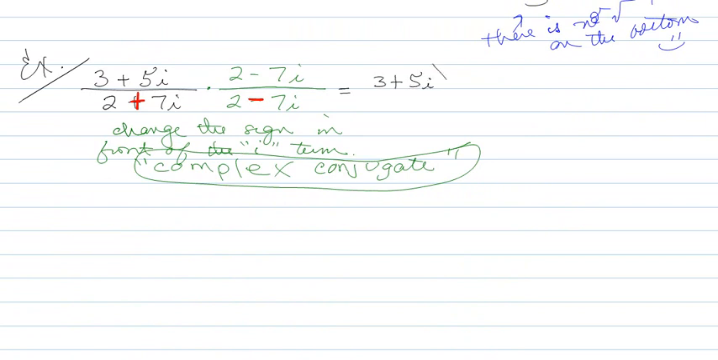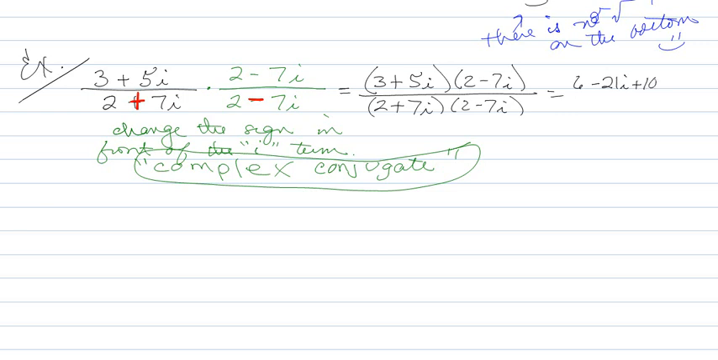Pretty much the same thing. I'm going to follow the same process. We go along. 2 plus 7i, 2 minus 7i. And we're going to FOIL it. FOIL is our friend. So first, 3 times 2 is 6. Outer, 3 times negative 7i, negative 21i. Inner, 5i times 2, plus 10i.